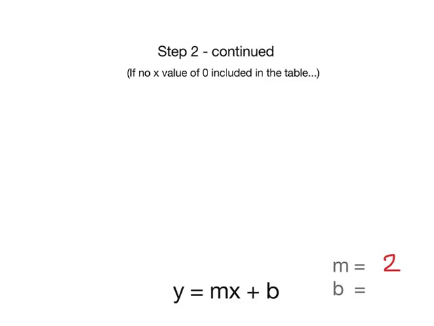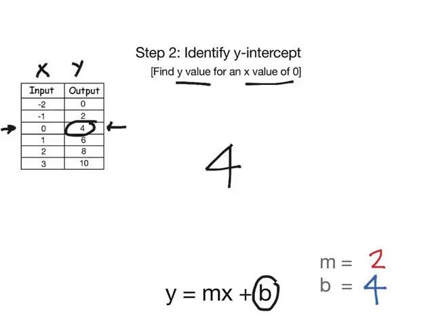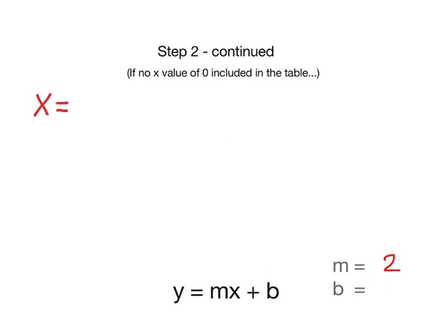And now that we know the y-intercept is 4, we can plug in a 4 for our b. Now, in the case that we don't have the 0 given to us in the x column, we will have to do something else. So let's go back and look at our table. If we pretend that this column doesn't exist, what we need to do is pick another xy pair, and plug that into our equation for y and x. So let's use the example of 3 and 10.